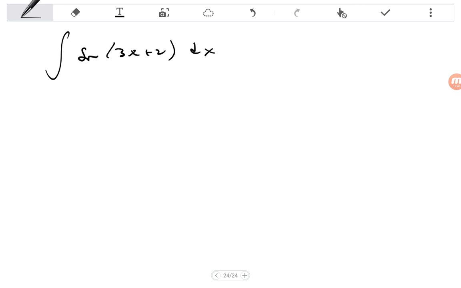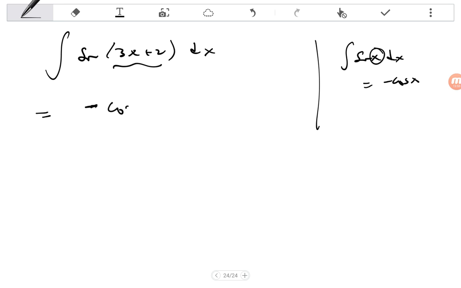In that case, you can do. Yes, that reminds me of the rule which is minus cosine x, but instead of x we have a linear bracket. So I can apply the rule, which will be minus cosine (3x plus 2), but I divide it by 3.